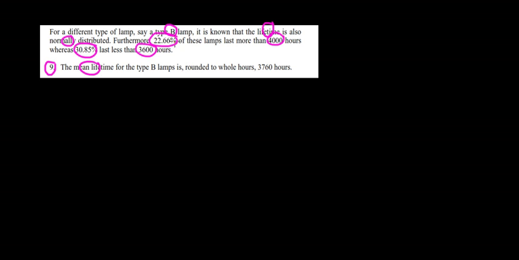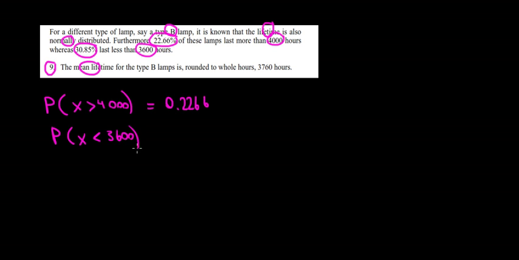Okay, so let's write this data in statistics. What is this saying? We know that the proportion of having a lifetime greater than 4,000 hours is equal to 0.2266, which is the same way as 22.66%. With the same logic, we know that the proportion of having a lifetime less than 3,600 hours is equal to 0.3085, which again is the same as 30.85%.